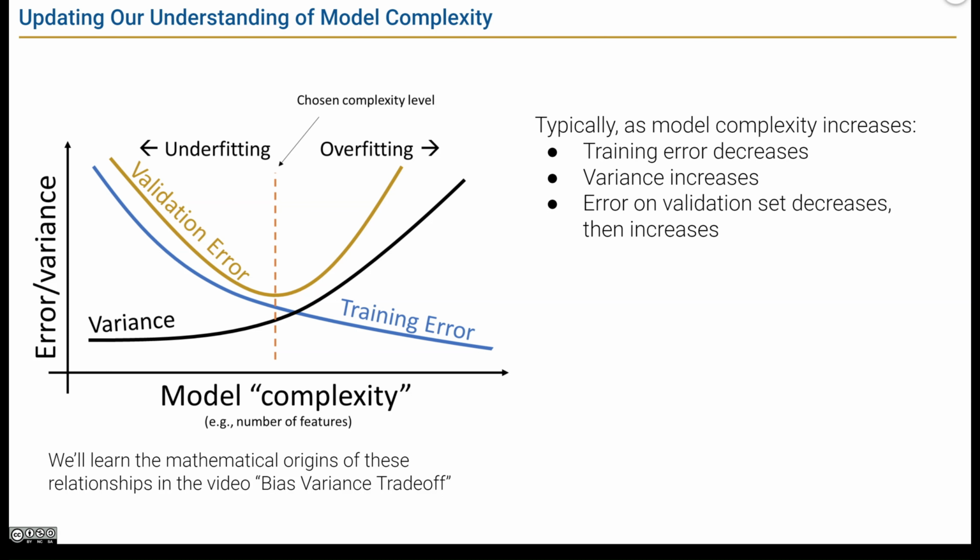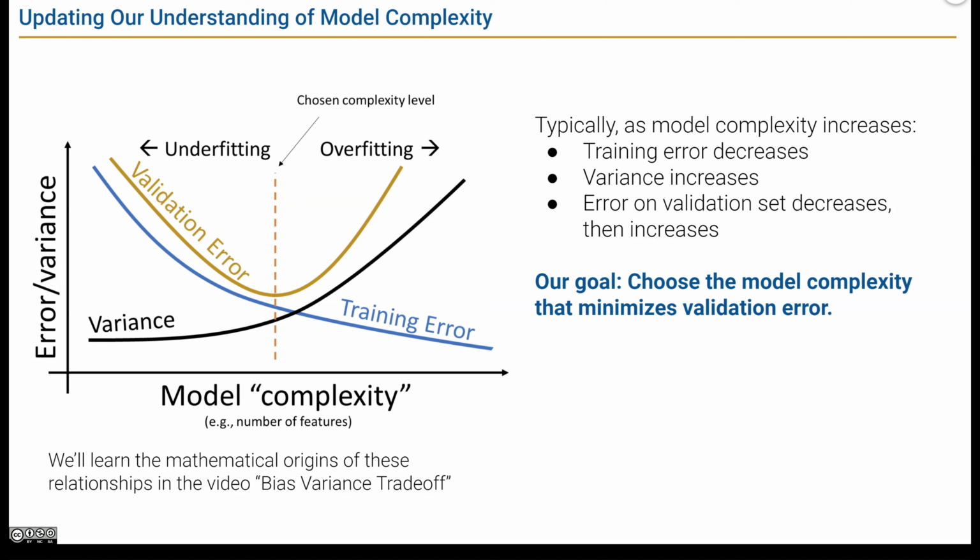And so our validation error is really what we're using to help us figure out what level of model complexity to stop with. And so our goal is going to be to try to choose this model complexity that minimizes validation error. One way we're doing that is by checking our validation error through this holdout process. And we're going to learn another way to do this using what's called regularization in a future video.